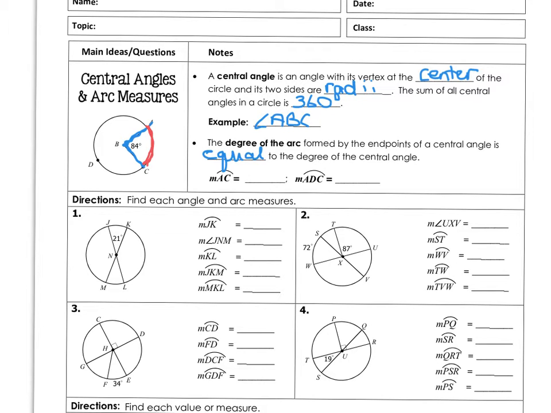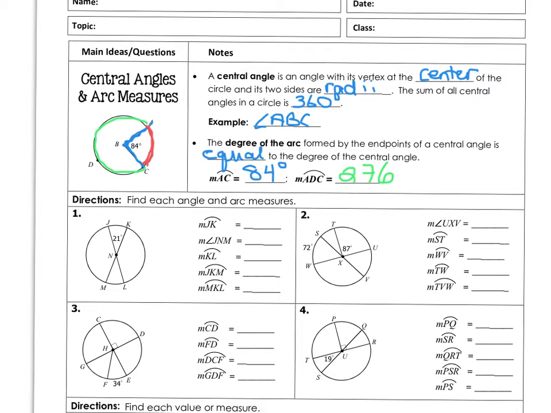So the measure of the arc is 84, and the measure of ADC, so ADC would be here, you just subtract that from 360, so it'd be 276. All right, so we're going to go through and do these problems.